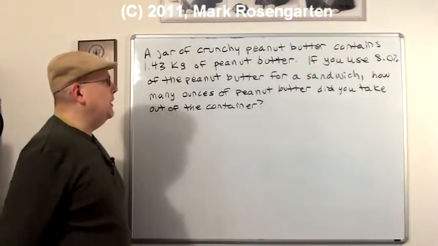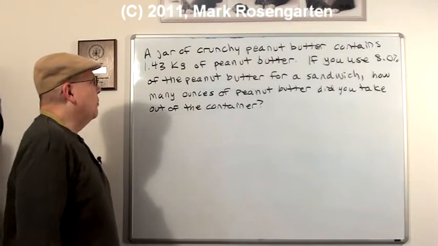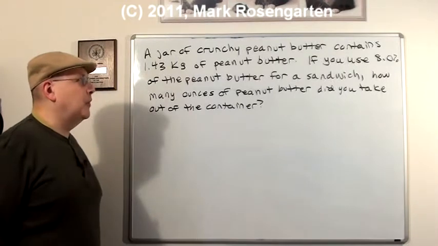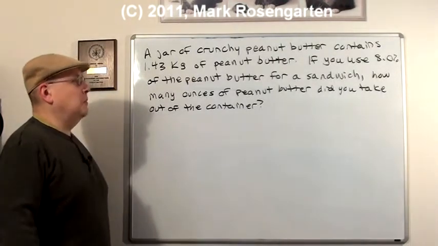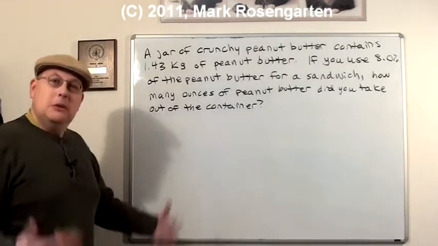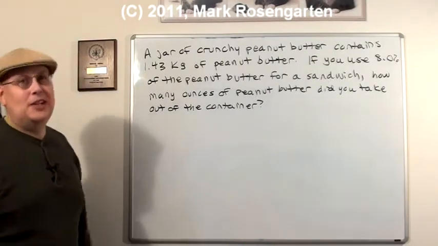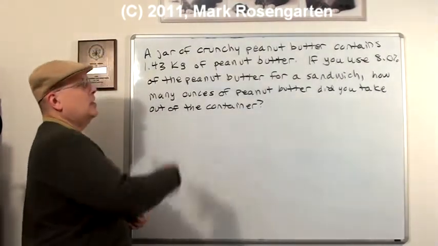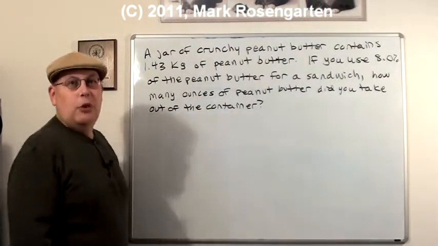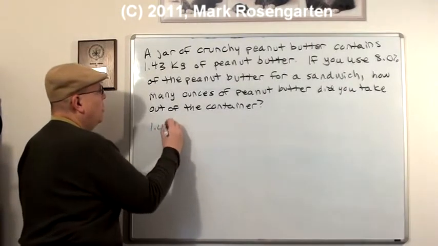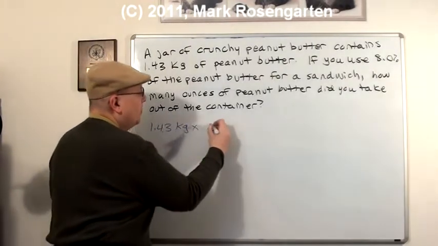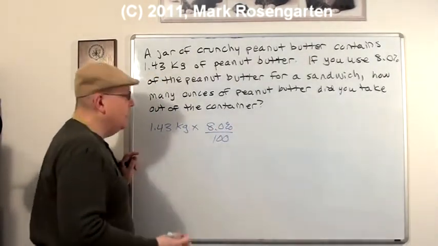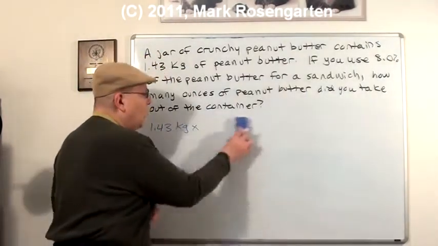A jar of crunchy peanut butter contains 1.43 kilograms of peanut butter. If you use 8.0% of the peanut butter for a sandwich, how many ounces of peanut butter did you take out of the container? Well, this is actually a fairly simple multi-step problem. First of all, 8.0% is what we use, so we're going to take 8% of 1.43 kilograms. 1.43 kilograms times 8.0% over 100, because that's how you take a percent. And what is 8.0 over 100? That's 0.08.